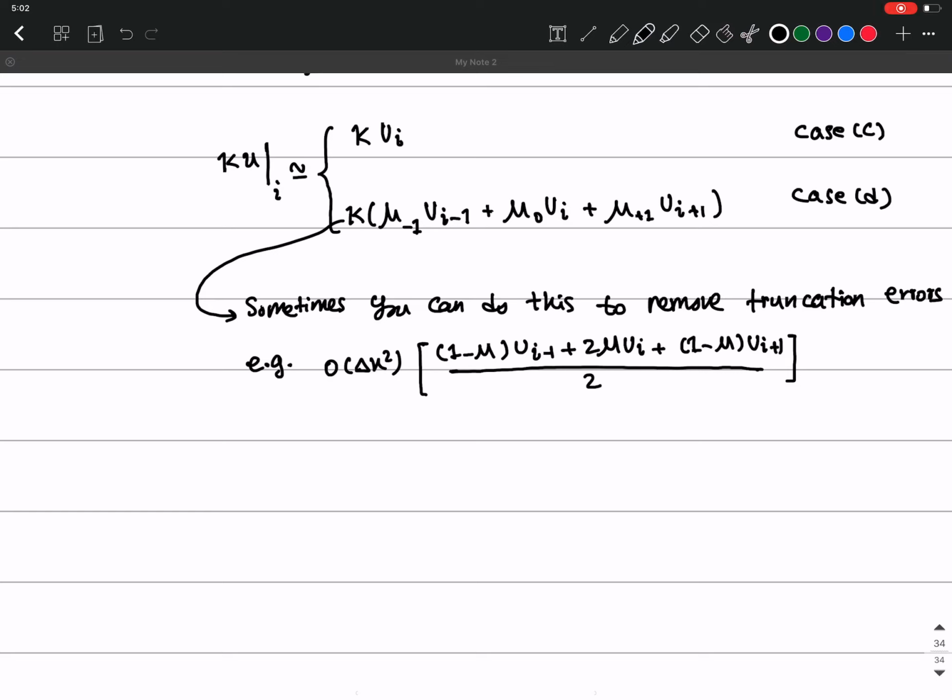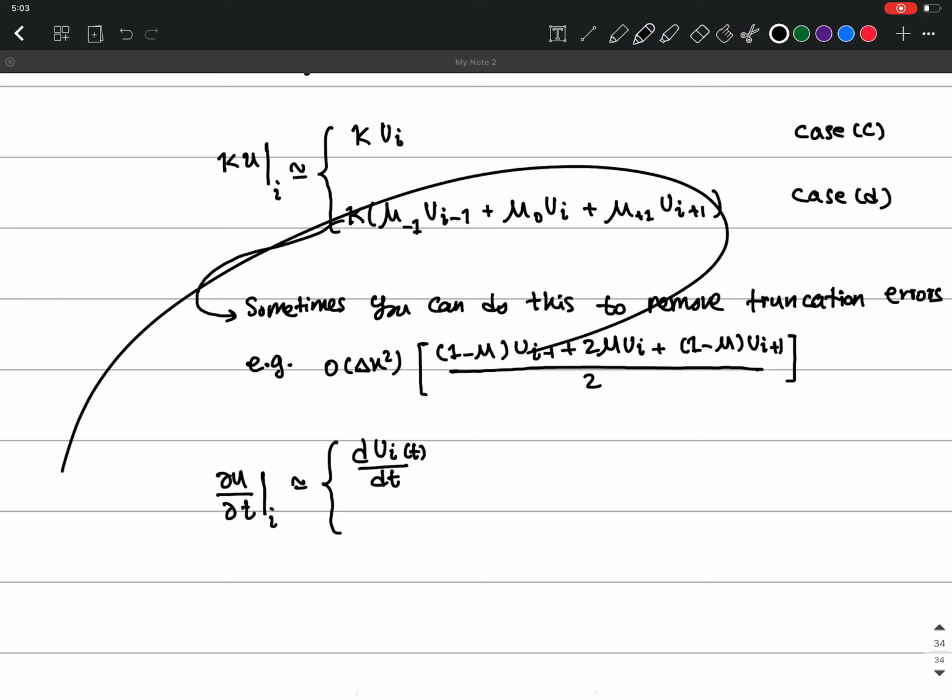And finally, I have partial u partial t, again evaluated at i. I can write it again in two ways. One is I just write it as du_i over dt, as u_i is a function of t. So du_i over dt. And the second one, I'm going to use something like this one.